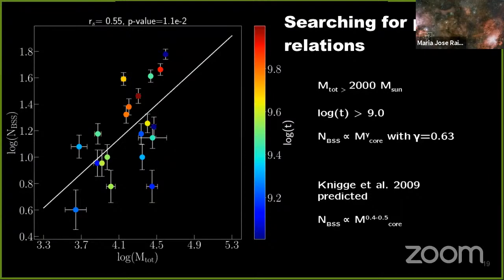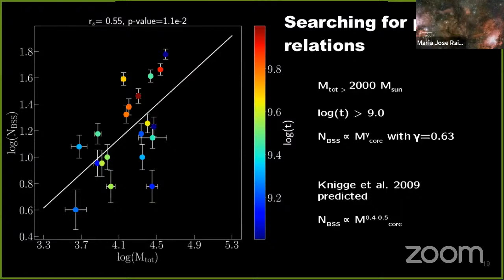Additionally, we fit a power law, and we found a value of gamma equal to 0.63, which is a bit higher than the value predicted by Knigge et al. 2009 for globular clusters. This behavior, however, was predicted in a certain way by Lane et al. 2011, and is related to the blue stragglers that form in the outskirts of massive clusters, which have not had sufficient time to migrate via dynamical friction to the cluster center, and consequently lower the value of the index gamma in the power law they found.